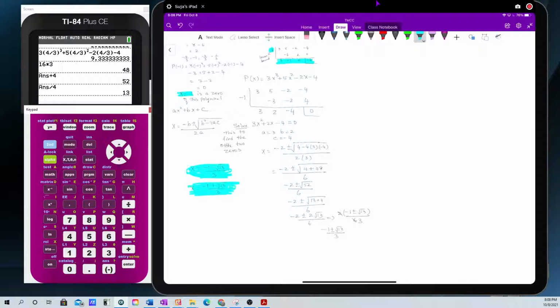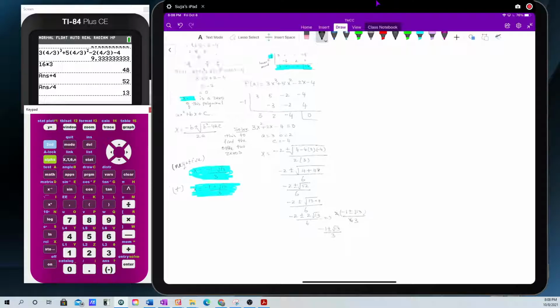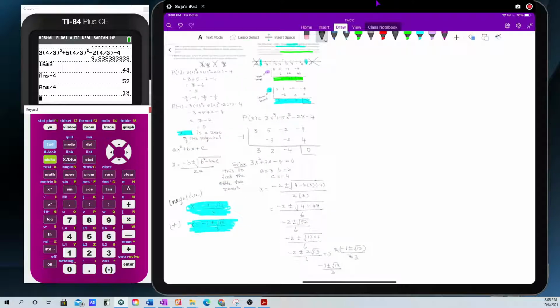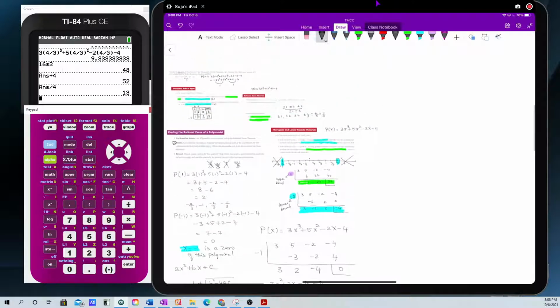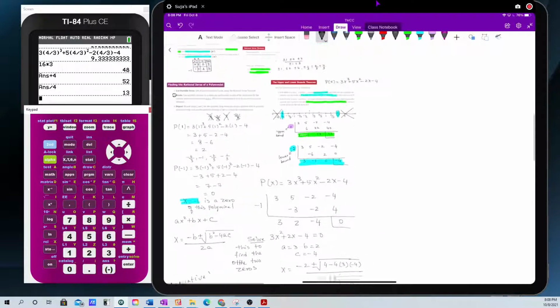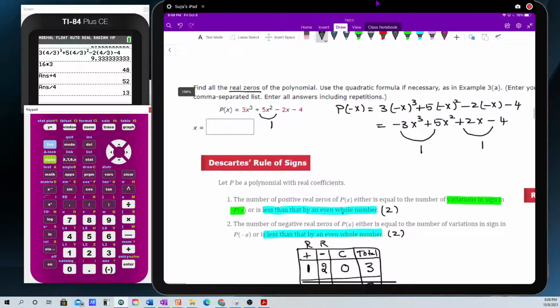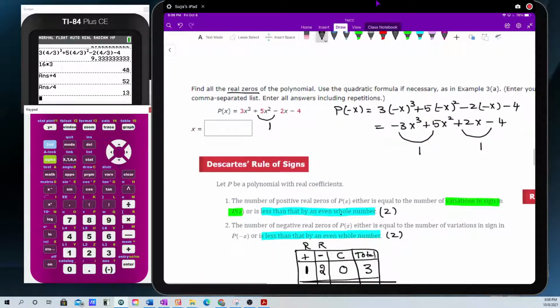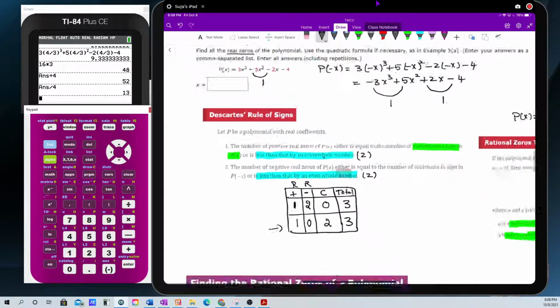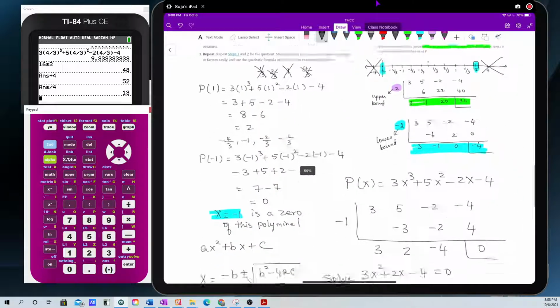Just an FYI, this is a negative number. The second, this is a negative number. If you find the value, both negatives, this will be a positive number. So if you come back to the problem, these are the three answers. It says enter your answer as a comma separated list, and enter all answers including repetitions. We didn't have any repetitions, but we had the three answers.